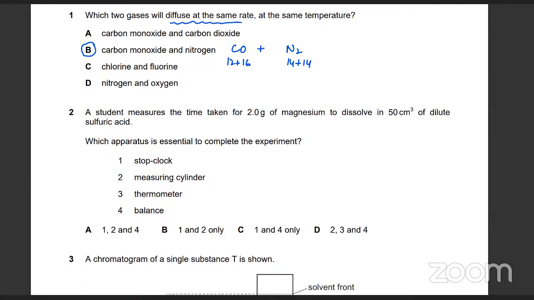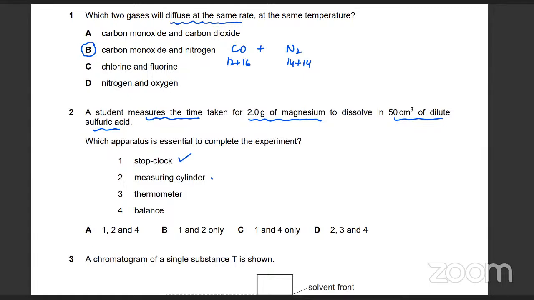As a next one, a student measures the time taken for 2 grams of magnesium to dissolve in 50 cm³ of dilute sulfuric acid and measures the time. So which apparatus is essential to complete the experiment? 1, 2, 4. The multiple, na? Do you need a stop clock? Yes, because you need to measure the time, right?